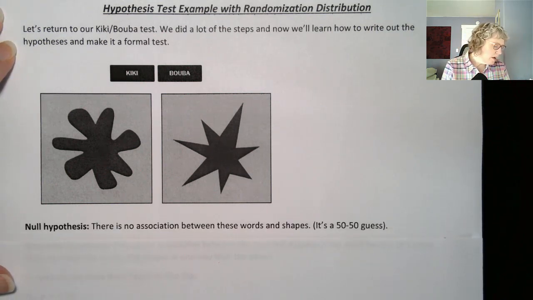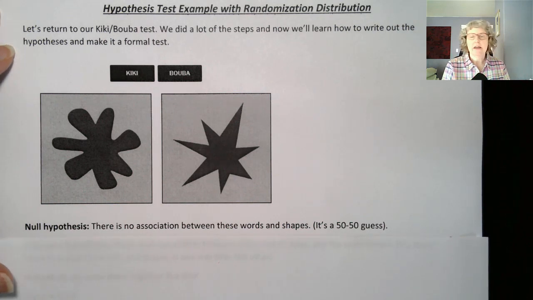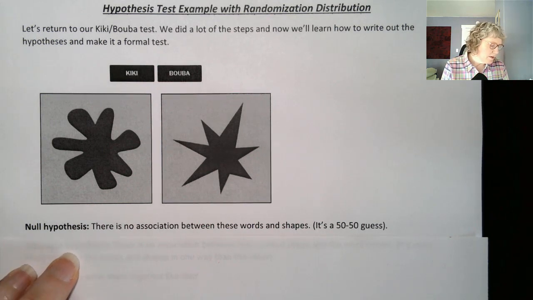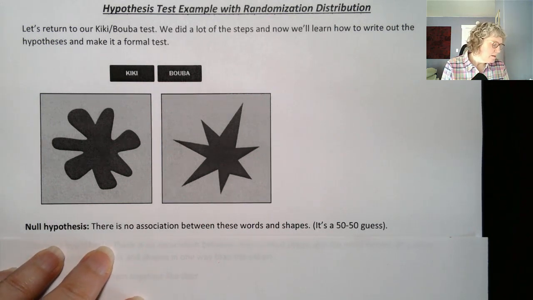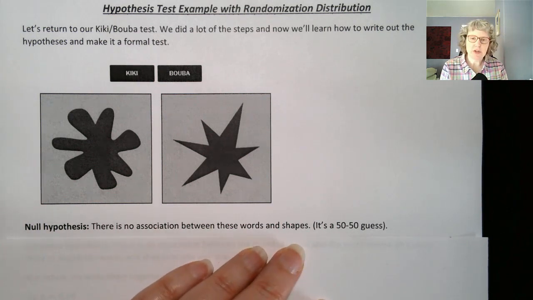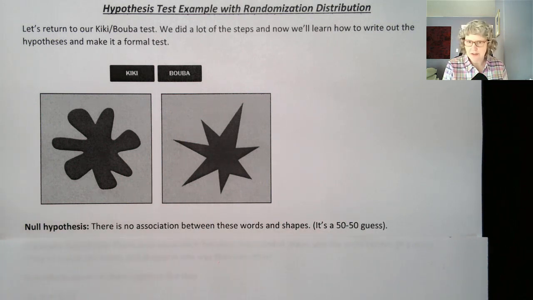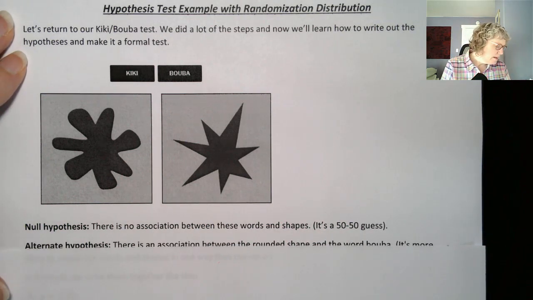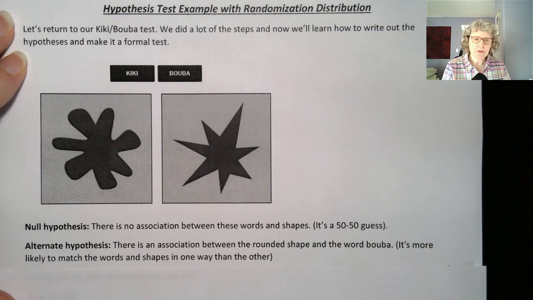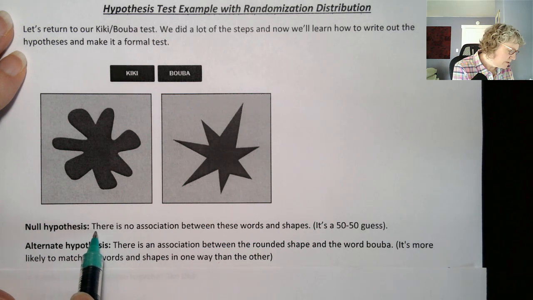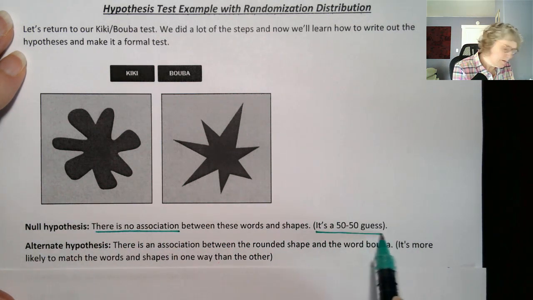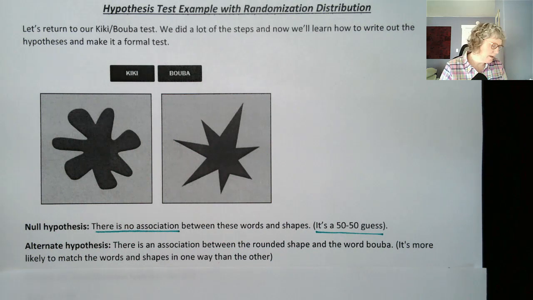So the null hypothesis, this is what we consider the standard, the status quo, or no effect. When we write this out, our null hypothesis is going to be that there's no association between the words and shapes. Another way to say that is it's just a 50-50 guess. And remember, we did coin tosses to simulate this. Then the alternate hypothesis, that's the thing we're trying to prove, or which we're claiming. We're trying to show evidence of. So the null, in this case, we're saying there's no association. It's the same as just flipping a coin or a 50-50 guess.